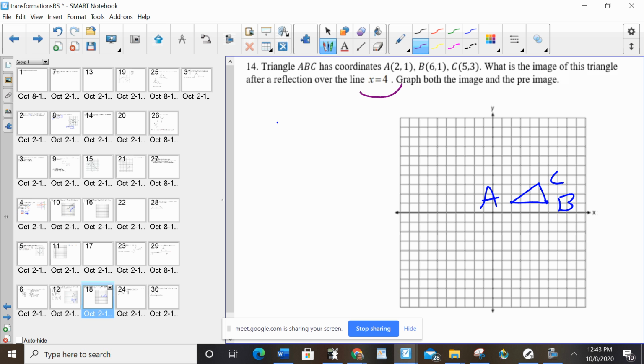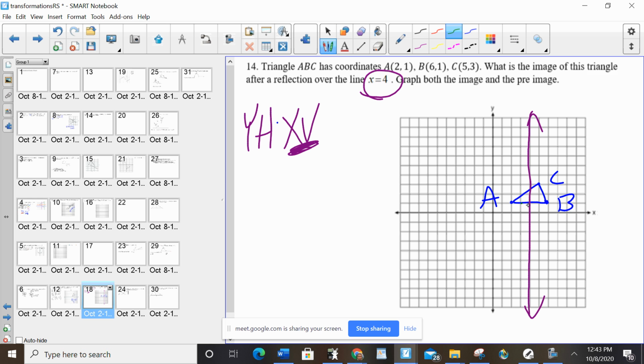And it wants me to reflect over the line x = 4. Well, you need to know what x = 4 is. X equals a number is a vertical line at 4. So to reflect over a line, I count to what I'm reflecting over. If I didn't graph x = 4, I'm not going to get very far.